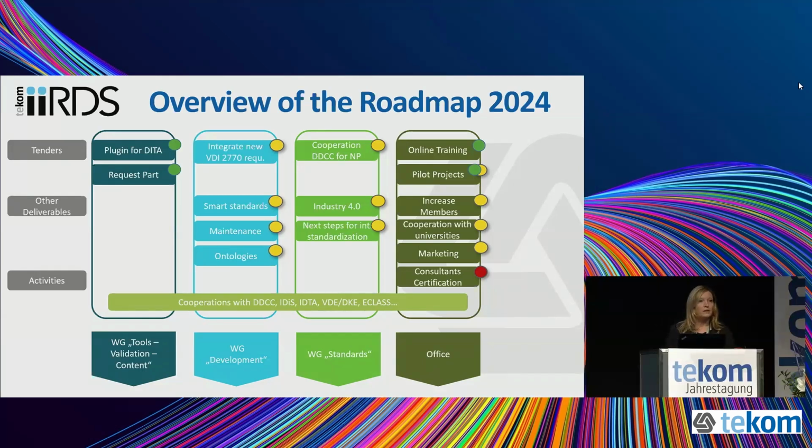And to make iiRDS a part of Industry 4.0, a pilot project for smart standards was implemented in cooperation with iiRDS. The project office published tenders for the online training and for the pilot projects. The online training took place with 17 participants, and 4 pilot projects were finalized this year. 2 pilot projects are still in progress and will be finalized in 2025.